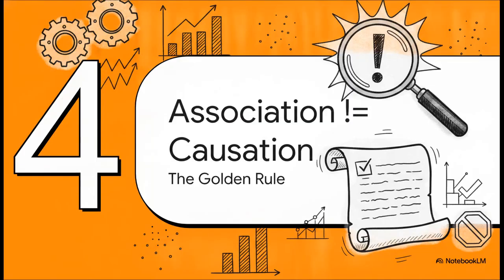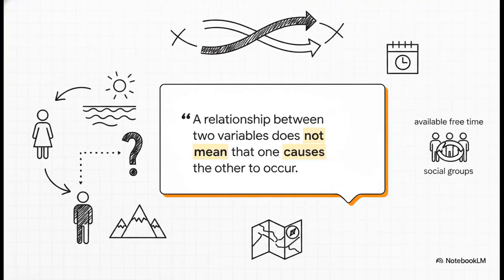Which brings us to section 4. Association is not causation. The golden rule. So we found a mathematical association, right? But there is a foundational rule of statistics that every data sleuth literally must respect. Our source material hits the nail on the head with this rule.